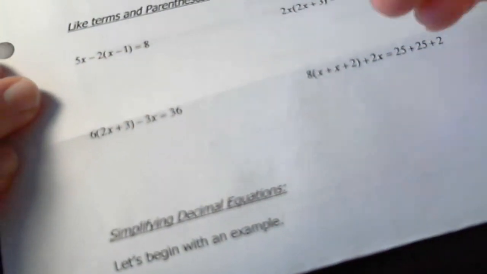What we need to do now is move to the back and try one of these with the parentheses and the like terms, because this is where we're really starting to get into some complex equations. So first thing we're going to do is copy down everything that isn't going to change. The 5x and this equals 8. We're not going to do anything with that yet. But all this stuff in here is going to change because this negative 2 needs to go through these parentheses, and the parentheses will disappear. Negative 2 times x, negative 2x. Negative 2 times negative 1, positive 2.